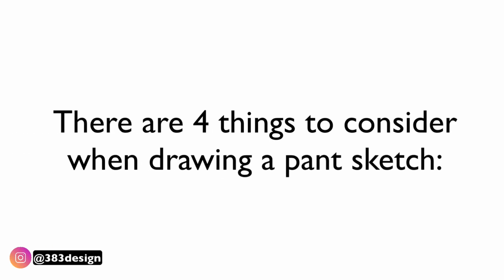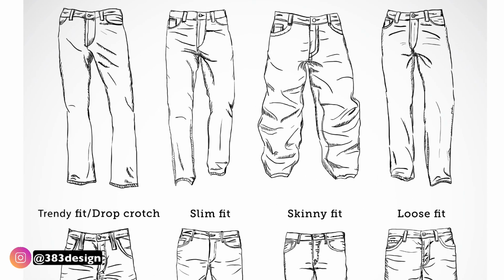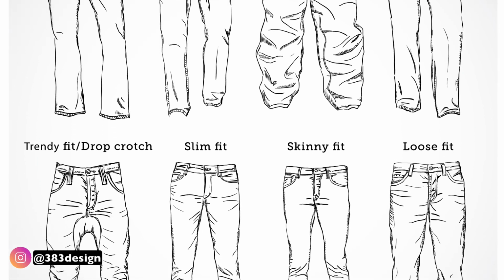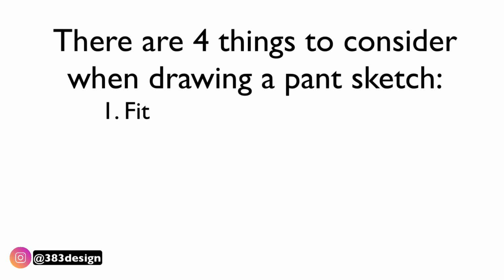There are four things you want to be clear about before you can draw an accurate and proportional pants sketch. Number one, the fit. This is particularly important when it comes to denim because many times jeans are classified by the fit. Whether it's slim, relaxed, semi-fitted, you want to make sure that your idea of the fit of your pant is accurately reflected in your sketch.